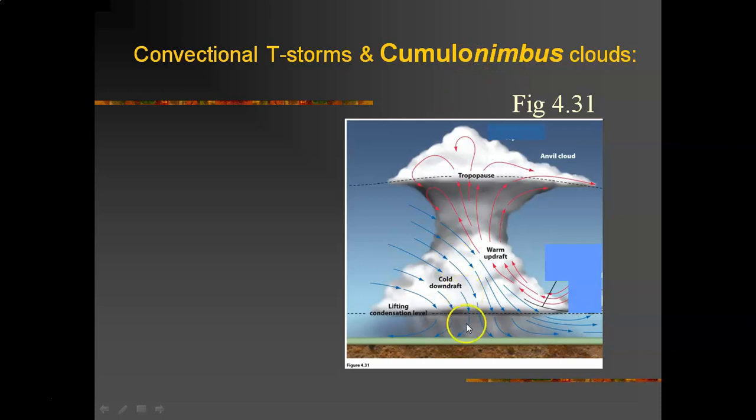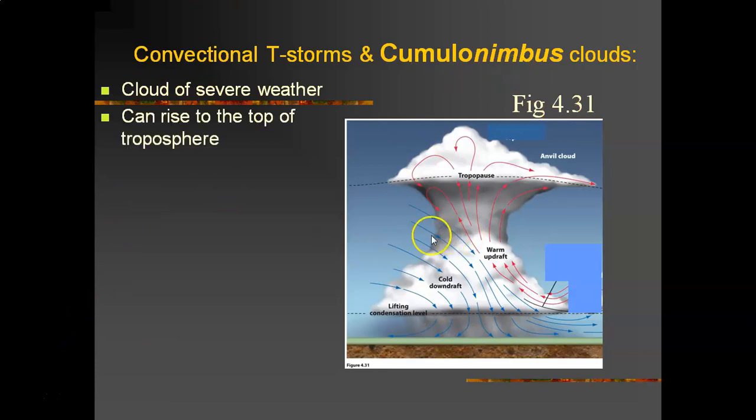And so let's take a look at the characteristics of a cumulonimbus cloud of summertime convection. This is definitely the cloud of severe weather. This is the cloud where you get thunder and lightning, you get hail. This is the type of cloud that produces tornadoes. And this is the cloud of hurricanes. And so this is definitely a bad dude, in terms of clouds.